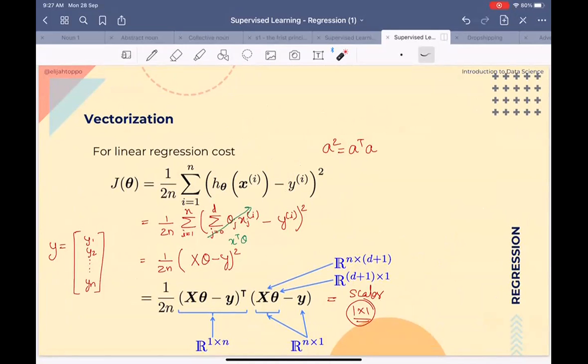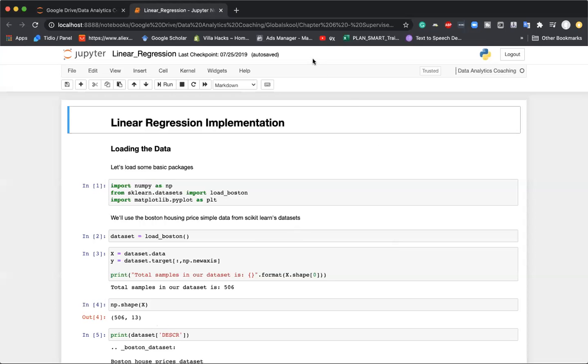So let me shift my screen to my laptop. Okay, I hope you can see my screen, and let me put the chat window on top.